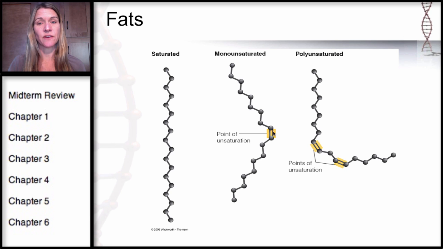A monounsaturated fat means there's one double bond or 1 point of unsaturation, mono meaning one. And you can see it changes the shape of the fatty acid. Polyunsaturated means there are at least 2 points of unsaturation, usually more, or at least 2 double bonds. And again, these points of unsaturation change the structure and therefore function of the fatty acids. You'll need to identify these fatty acids based on the image shown on the exam.